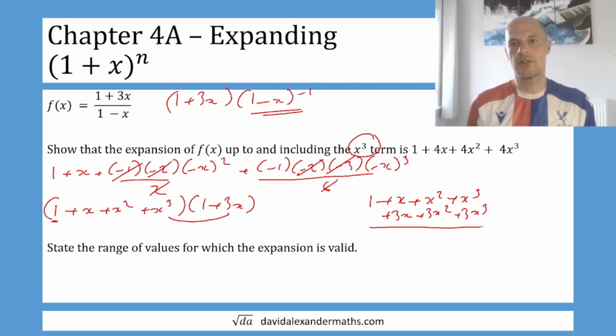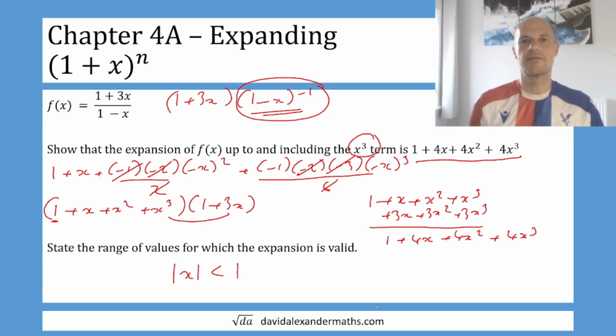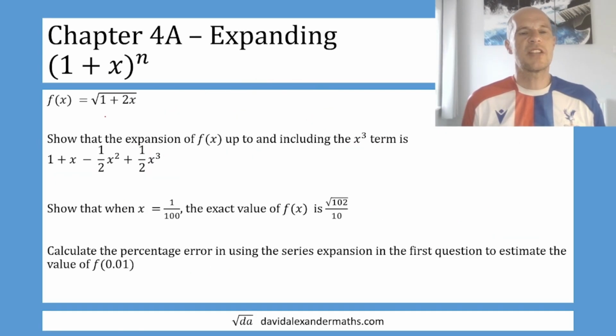If I just add all of this together, you don't have to write it in line like I do. I do it like this because it makes the adding a bit easier at the end, but you can write it in one long line if you want. There we go. So 1 plus 4x squared plus 4x cubed, which is what we were after in the first place. Now, what's the range of values for which the expansion is valid? This is the binomial expansion, so it's just the modulus of x is less than 1.